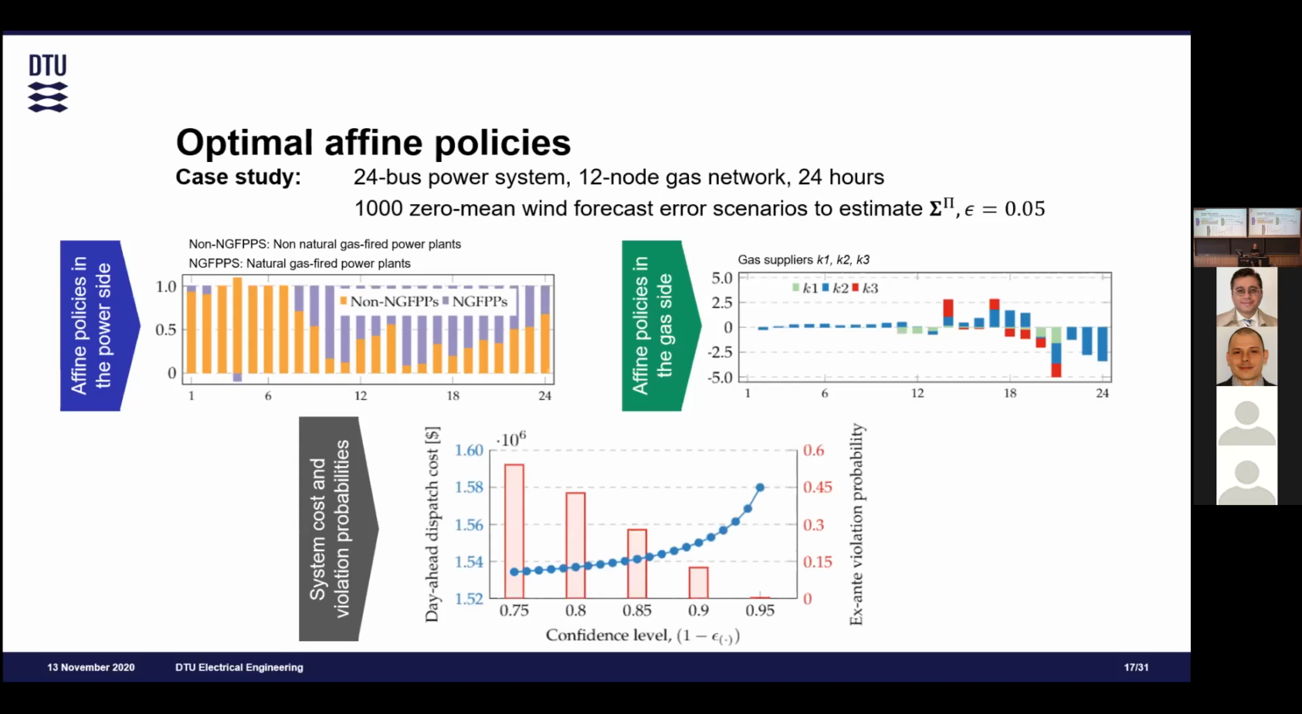Finally, we perform out-of-sample simulations using a test data set for the wind forecast error scenarios that is different from the one we use to estimate the covariance matrix. However, we do not perform re-optimization, we only do projections with fixed tentative day-ahead schedules and fixed affine policies. And then we compute the violation probability for individual chance constraints for different confidence levels 1 minus epsilon. And here we can see that for lower violation probabilities in red, the day-ahead dispatch cost in blue increases. So there's a trade-off between the system cost and the violation probabilities or risk.